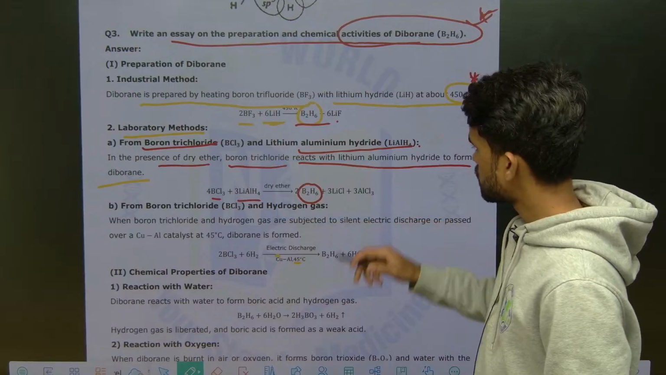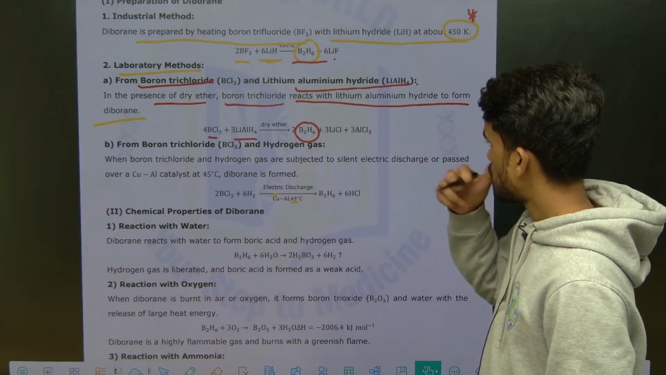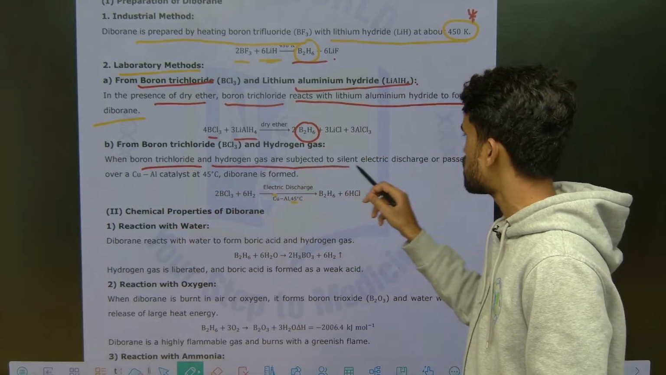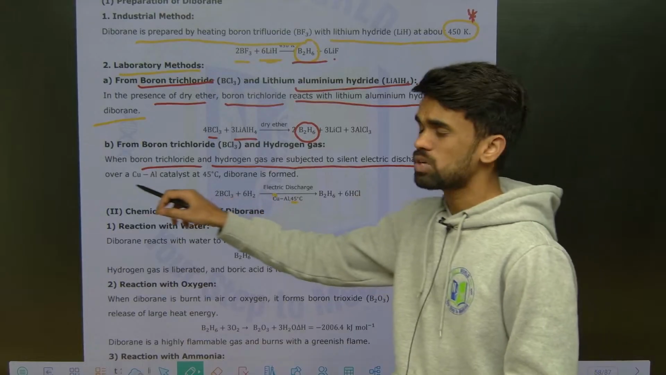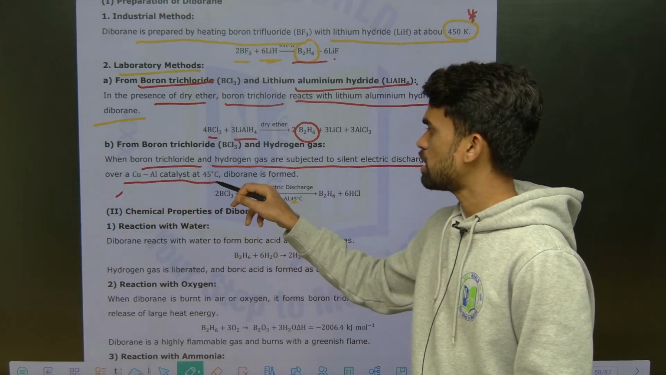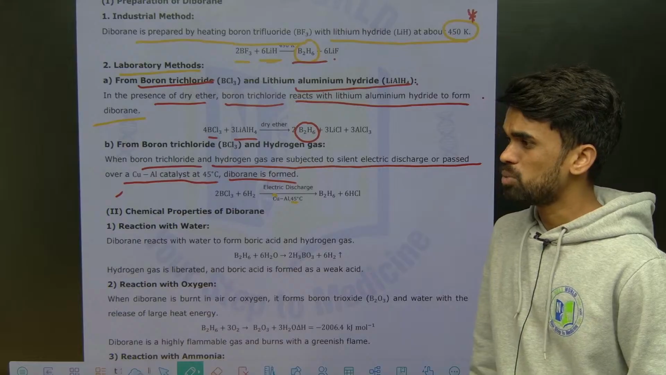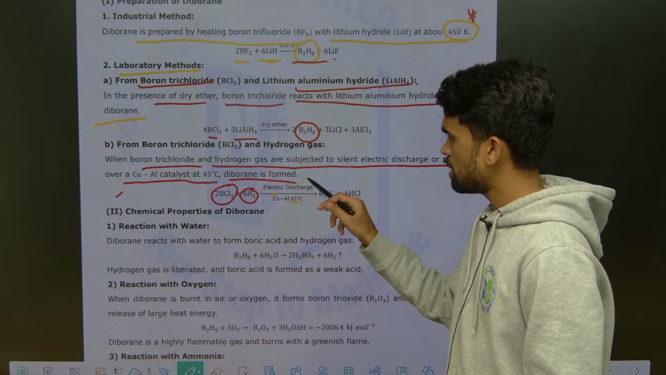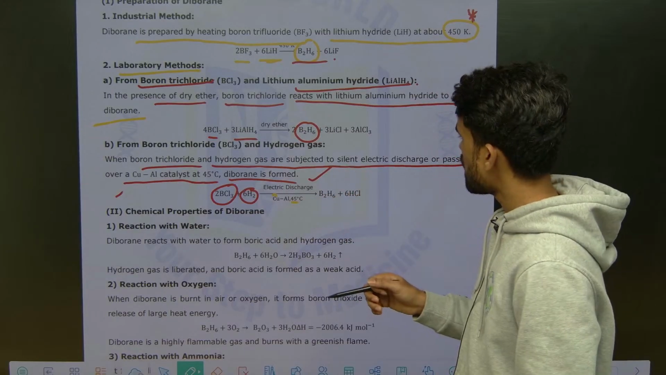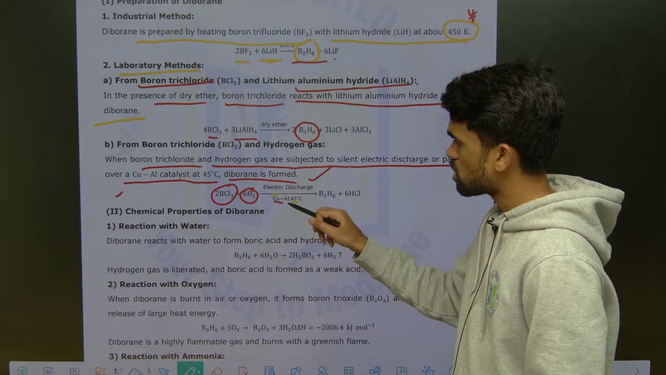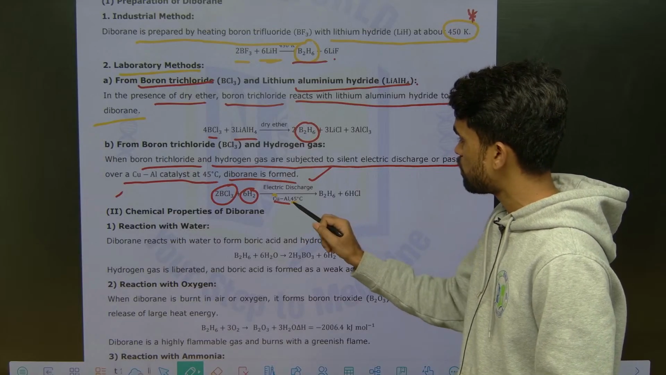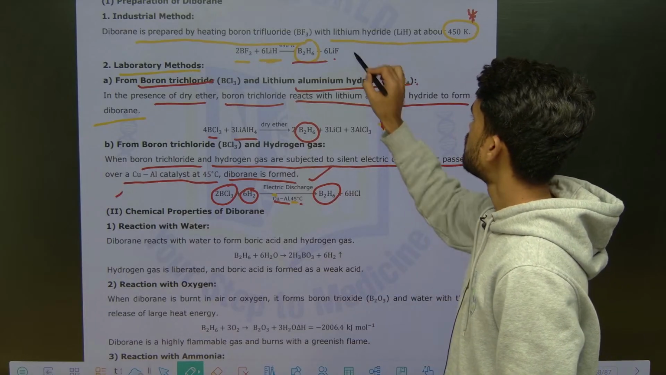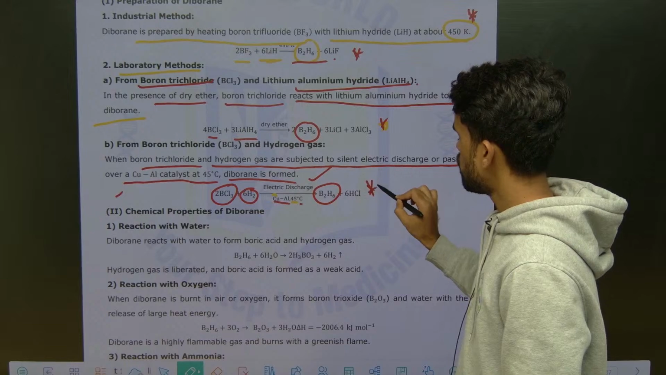Next, boron trichloride and hydrogen gas are subjected to silent electric discharge and passed over a copper aluminum catalyst at 45 degrees Celsius. Then you will get the diborane compound. So BCl3 and hydrogen gas are passed in a silent electric discharge, with copper and aluminum as catalyst at 45 degrees, and you will get B2H6 as a product. These preparation methods must be mentioned during the exam, then only you will get good marks.